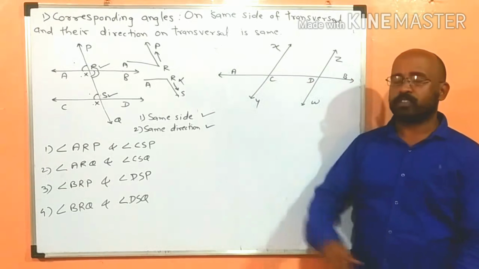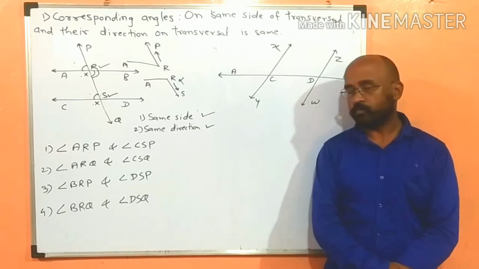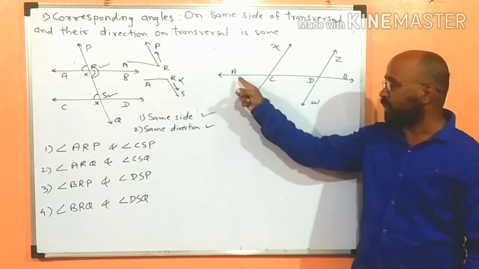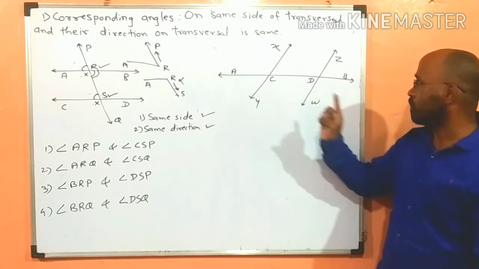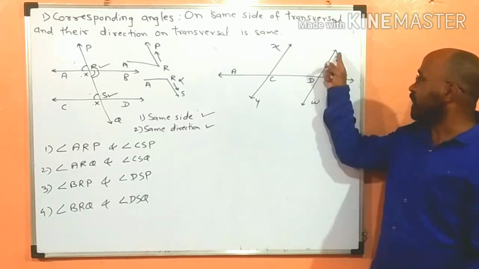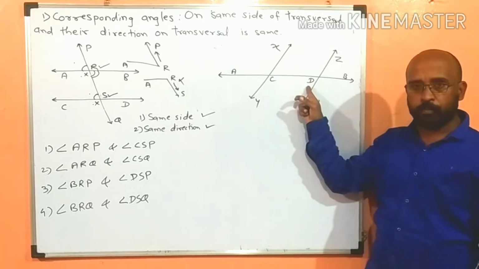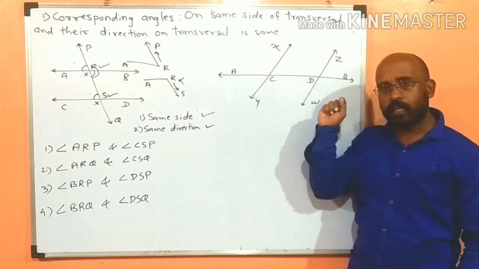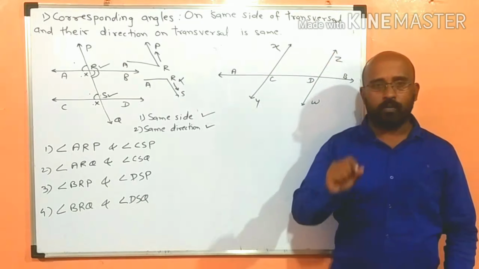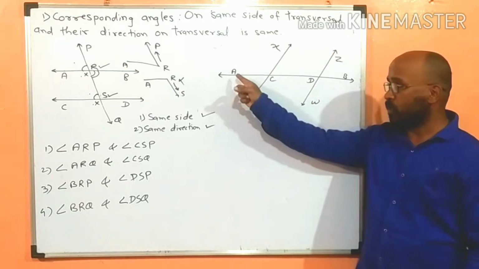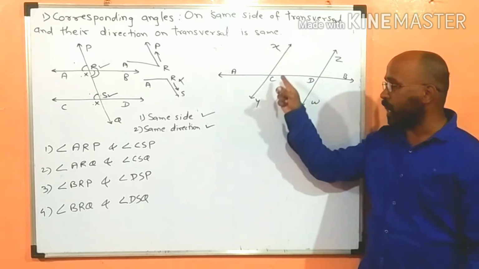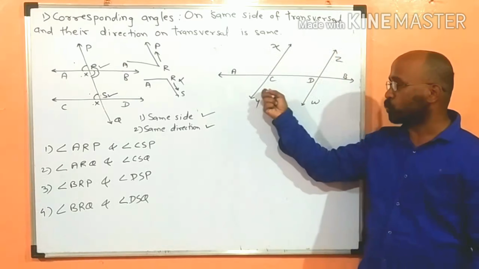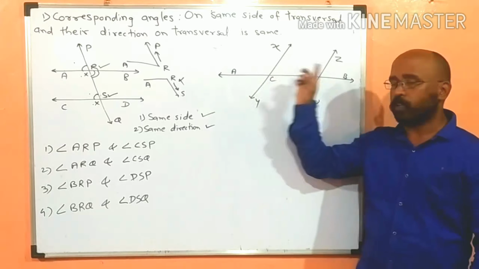So among these three lines, which line is transversal? XY, is it transversal? How many lines is it intersecting? XY is intersecting AB at one point. ZW is intersecting AB at D point. So this line is intersecting one line at one point. This line is also intersecting one line at one point. But a transversal always intersects two lines at two different points. For example, AB is intersecting XY at C and ZW at D, means AB is the transversal which intersects two different lines at two different points.